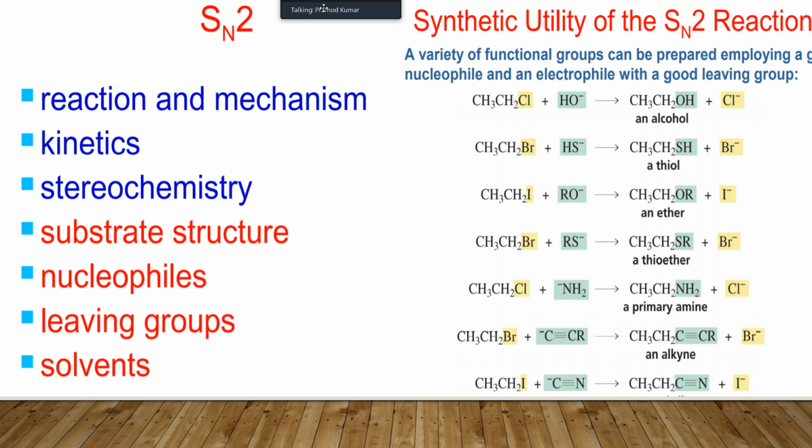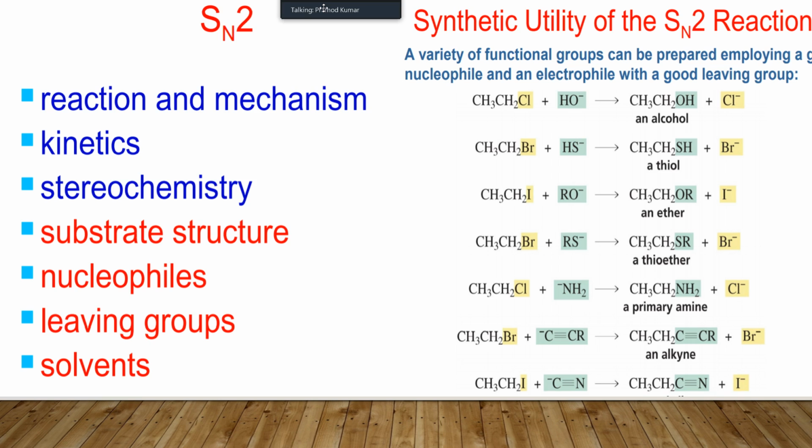Some of the reactions are with alkyl halides. Reaction with hydroxide ion gives your alcohol, and the leaving group is chloride ion. With alkyl bromide, that is ethyl bromide, when you add thiol ion, it forms a thiol group. You get a thiol group, SH, with the bromine leaving. Similarly, an alkoxide gives an ether, and a thiolate gives a thioether.